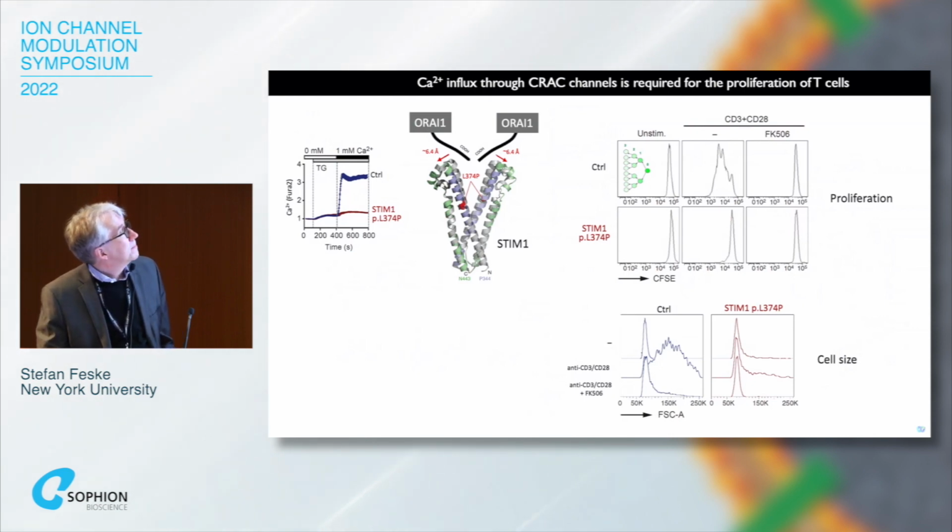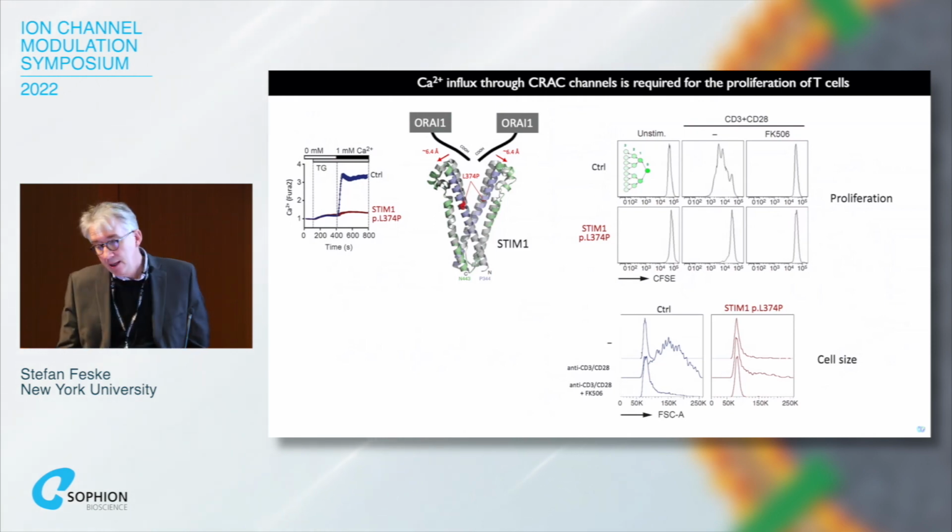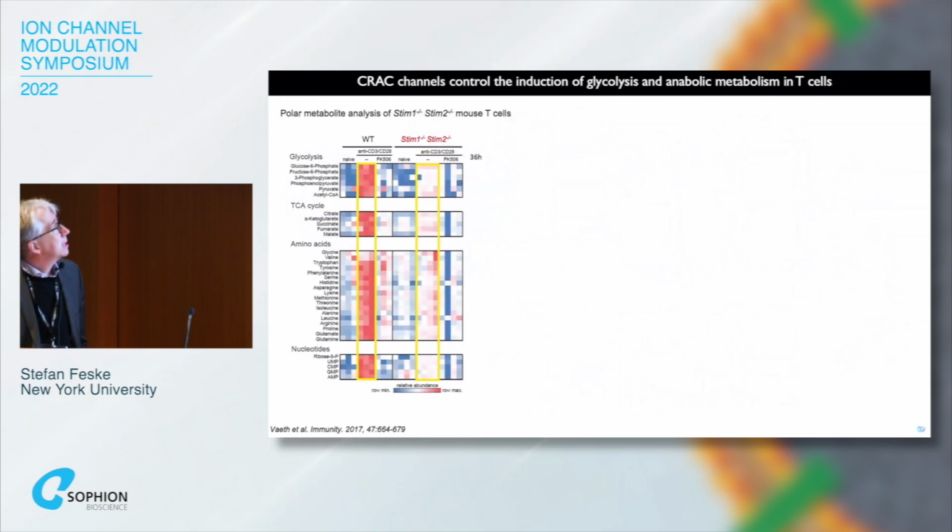And we thought about this, why is that the case? And then eventually we settled on studying immune metabolism, and this is just one vignette of data that we published about 5 years ago. This is a polar metabolite analysis using LCMS, liquid chromatography mass spectrometry, where we compare the metabolites in wild-type T cells and STIM1, STIM2 deficient T cells that were either left unstimulated, naive, or stimulated.